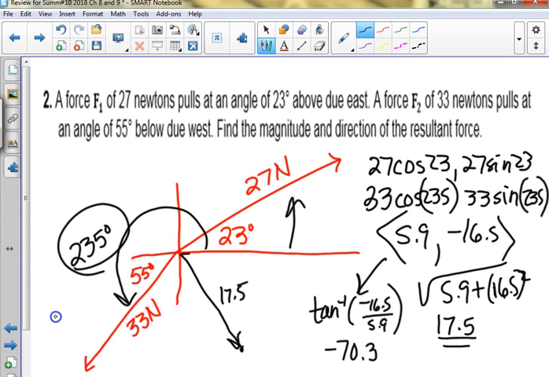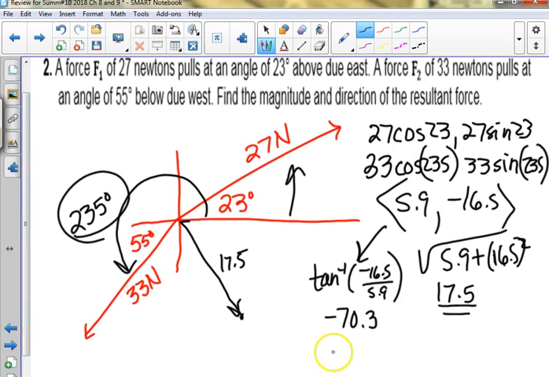All right. I got negative 70. Did anyone get that? So the resultant force, the way they've described it, they said above due east or below due west. Again, this question isn't phrased exactly like this on the quiz, but I would say below due east. Okay? Because if they're going to describe everything off of due east or west, isn't that what we have here?